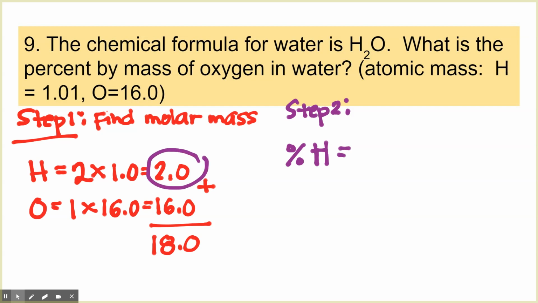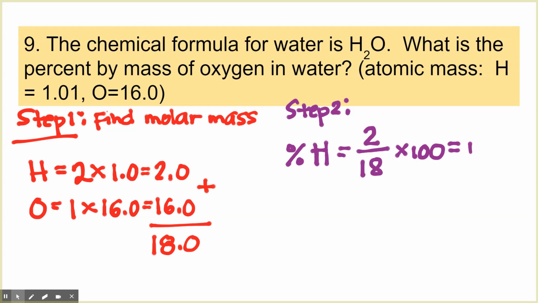Right. Percent H. So look, what is the subtotal for H? It's the 2. Okay. So I'm going to divide 2 by, what's the molar mass? 18. So that's divided by 18 times 100. And you get what? So 2 divided by 18 times 100 is simply 11.11%. And that's your H.